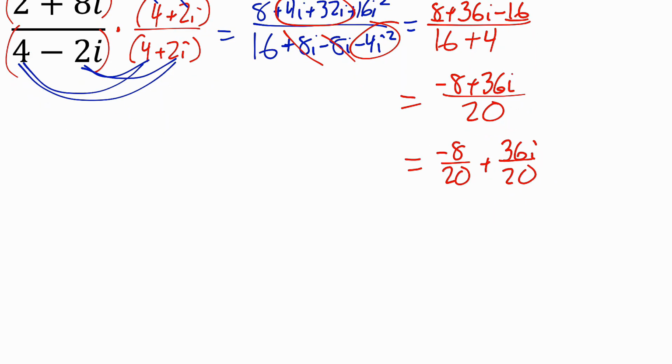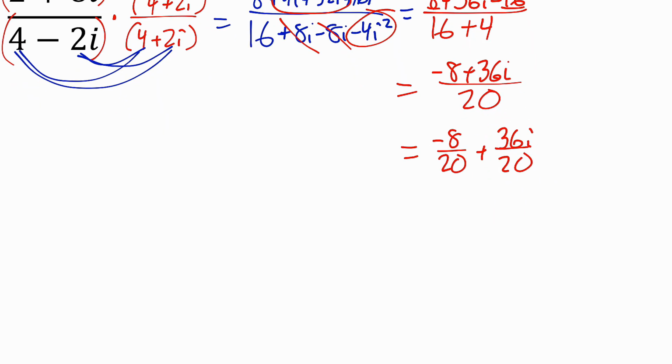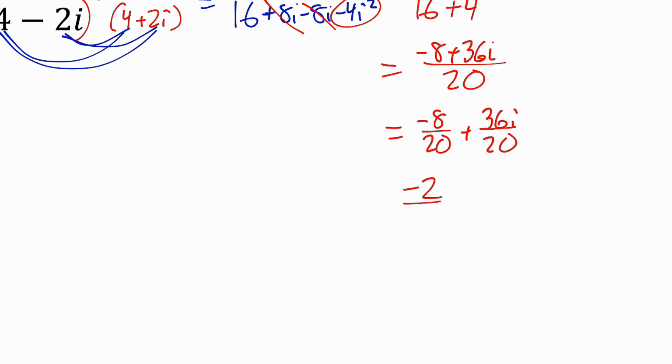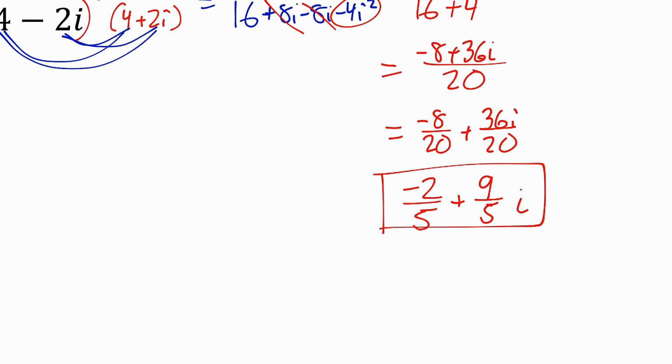Negative 8 over 20 we can reduce, divide both of those by 4, and we get negative 2 over 5. And then 36 over 20, we can divide both of those by 4 as well. We get 9 over 5i. So we have negative 2/5 plus 9/5 i.